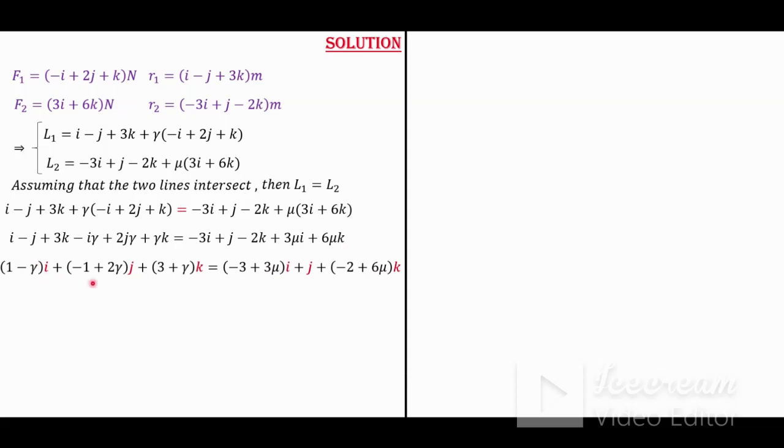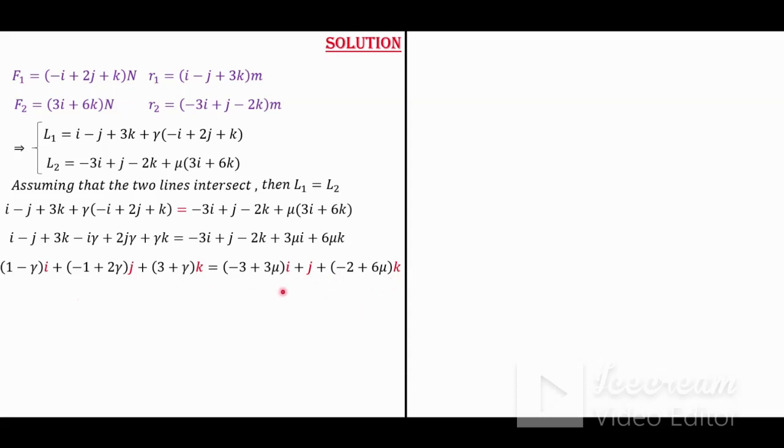Bringing like terms together, the i terms with the i terms, we obtain on the left hand side open bracket 1 minus gamma close bracket i plus open bracket negative 1 plus 2 gamma close bracket j plus open bracket 3 plus gamma close bracket k. Doing the same on the right hand side, we obtain negative 3 plus 3 mu i, plus j, plus open bracket negative 2 plus 6 mu close bracket k.